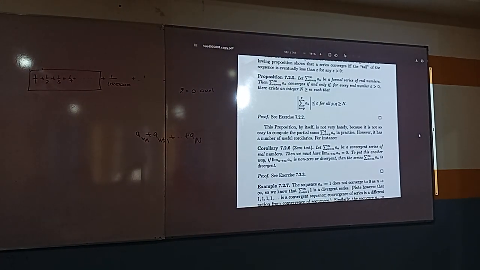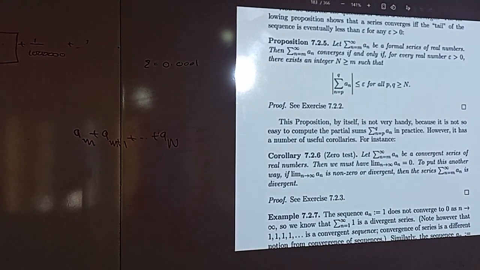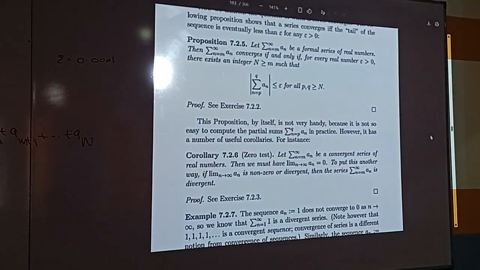To put this another way, if the limit is non-zero or divergent, then the series is divergent. So, first, the Cauchy criterion can be used to prove the series is convergent as well as divergent, if by any chance we can compute that sum from n equals p to q. However, zero test can be used to prove series are divergent only. So let's prove it.